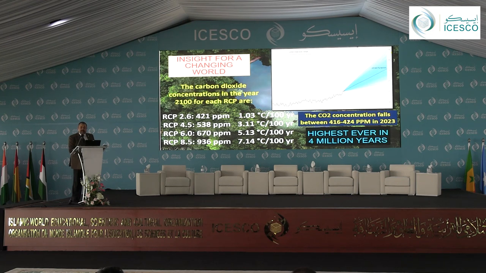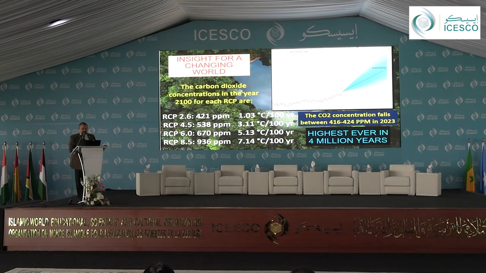424 parts per million of CO2 in our climate system. So right now, this is not a forecast. I'm giving you a number of what is currently present in our climate system, 424 parts per million of CO2. In order to reach 3 degrees Celsius, you need to have 538 parts per million by the year 2100. You can do the math.